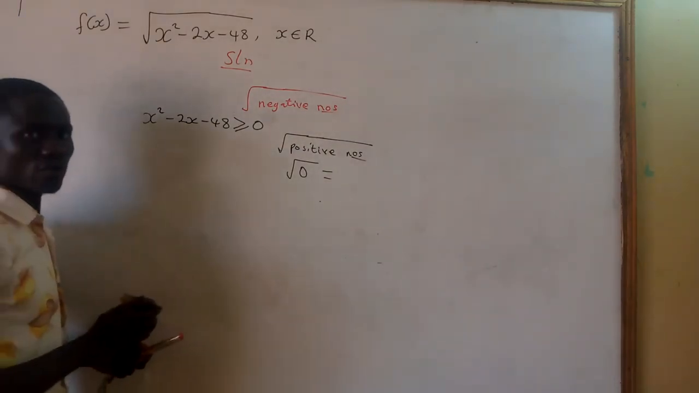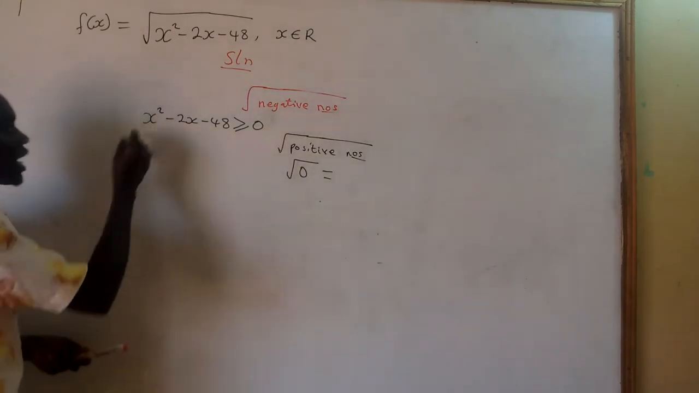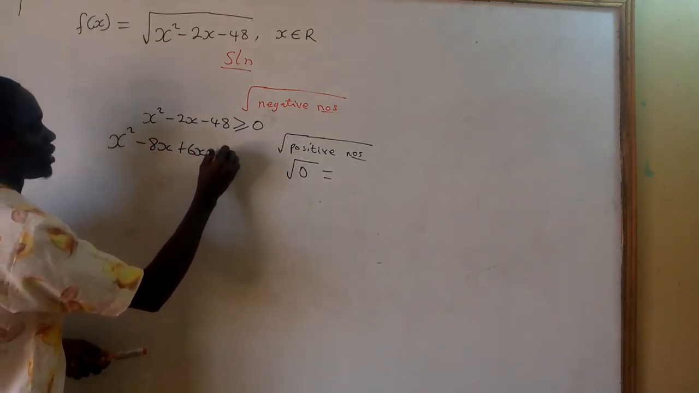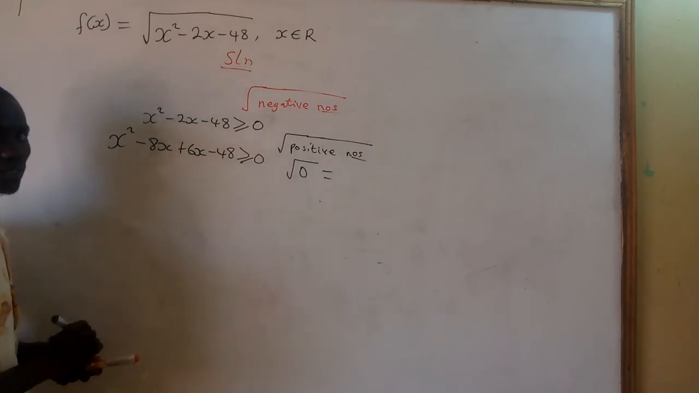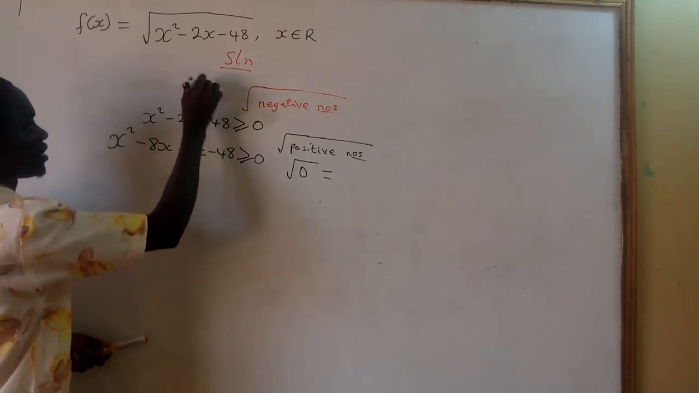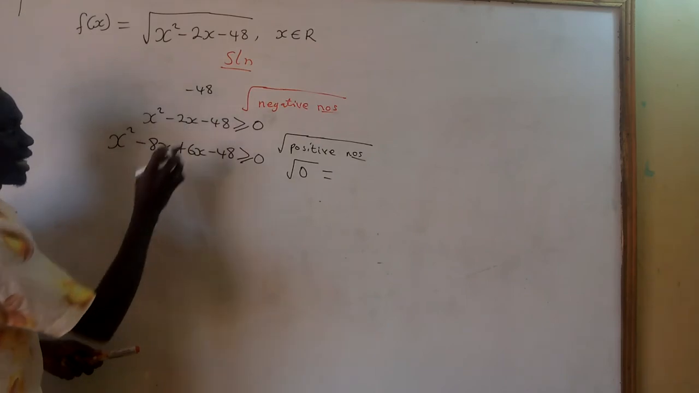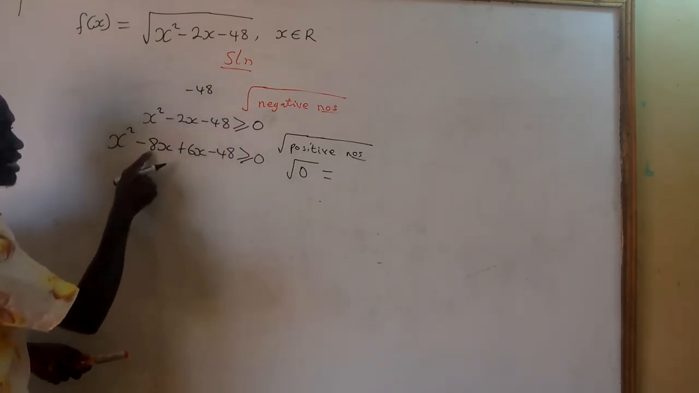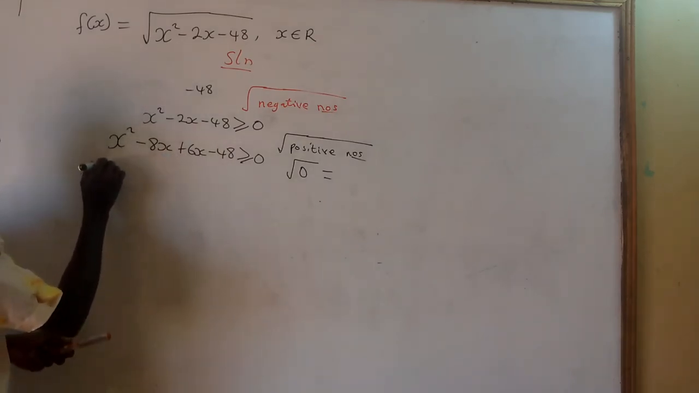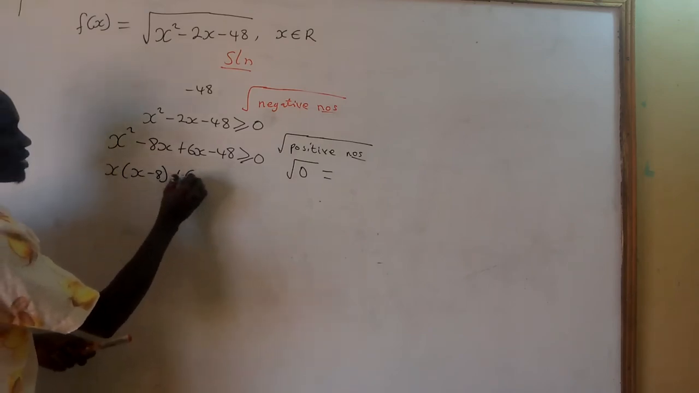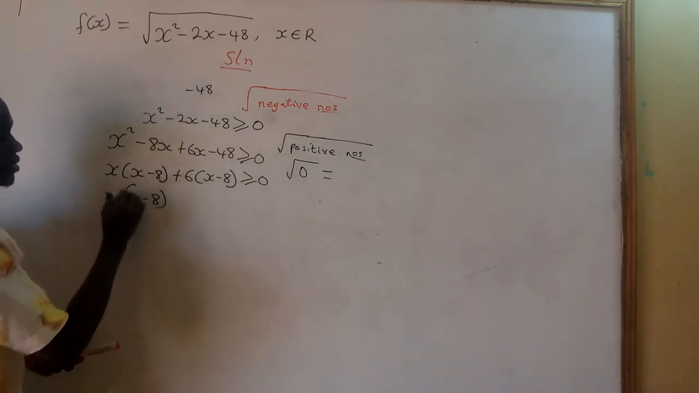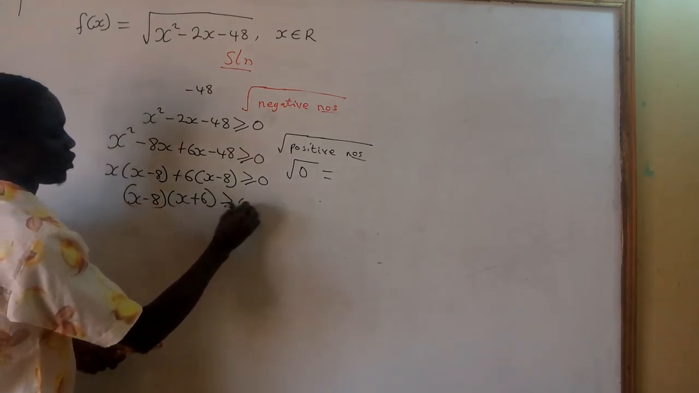Now let us solve this quadratic inequality. We are going to have x squared minus 8x plus 6x minus 48 greater than or equal to 0. That is, positive 1 times negative 48 will give us negative 48. And the factors of negative 48 that will sum up to negative 2 are negative 8 and positive 6. Now let us factorize the inequality. We are going to have x times x minus 8 plus 6 times x minus 8 greater than or equal to 0. X minus 8 times x plus 6 greater than or equal to 0.